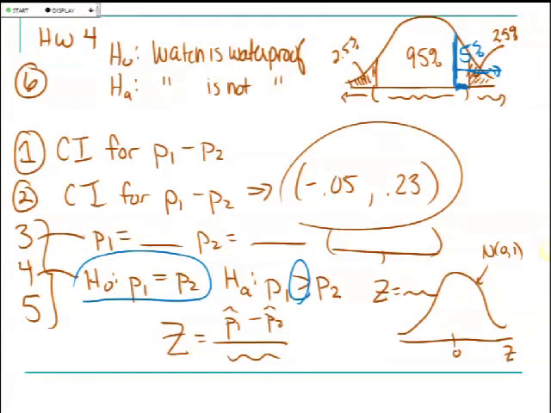All about two proportions. Homework 5 will go up on Thursday. It'll be about the means, and that's what we're studying a little more today and a little bit on Thursday. Questions?